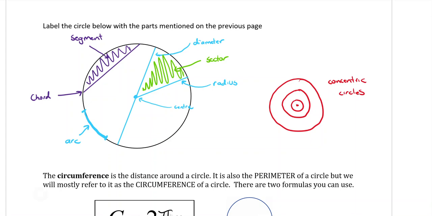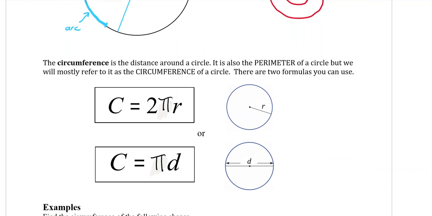Okay, so moving on to the next part is finding the circumference of a circle. This is the perimeter. So we are still doing perimeter, but for circles, for some reason, we want to call it circumference instead. There are two formulas depending on whether you are given the radius, which is from the center to the edge, or the diameter, which is the whole way across. If you're given the radius, you want to use C equals 2 pi r. If you're given the diameter, you're going to use C equals pi d.